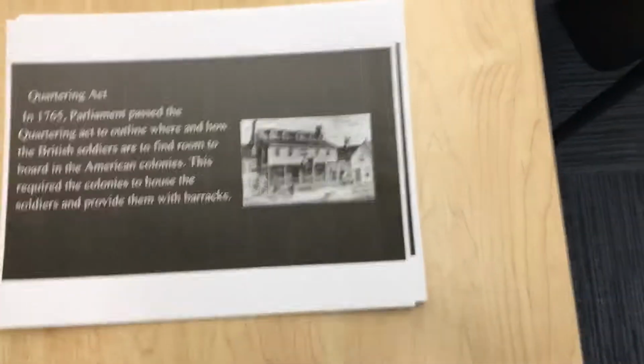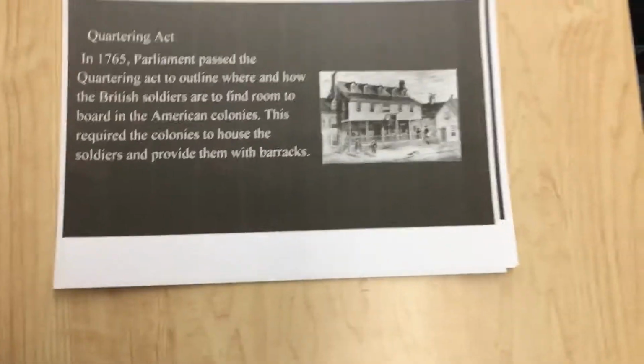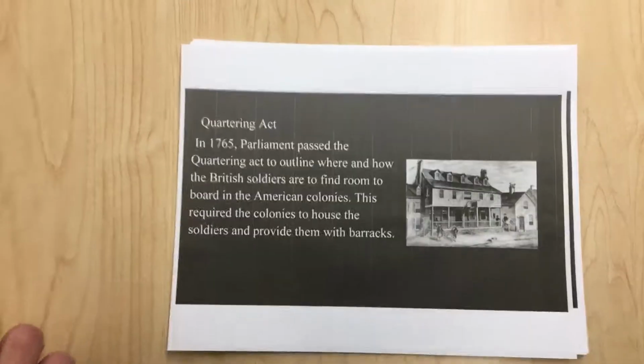Quartering Act. In 1765, Parliament passed the Quartering Act to outline where and how British soldiers were able to find board among American colonists. This required the colonists to help the soldiers and provide them with barracks.